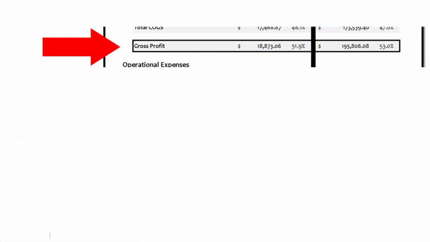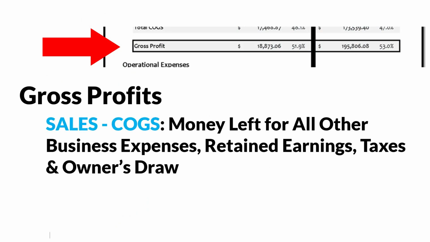Now, the third section is a little tiny line that says gross profit. And your gross profit is basically your sales minus your cost of goods.